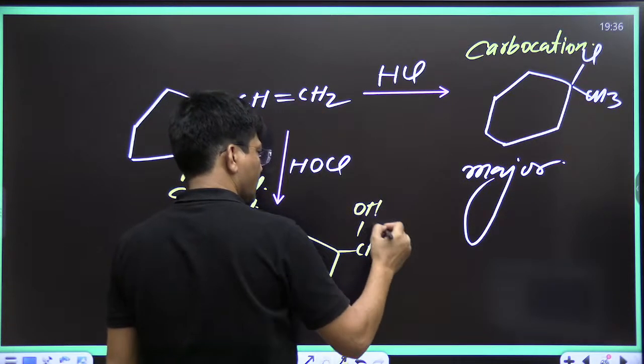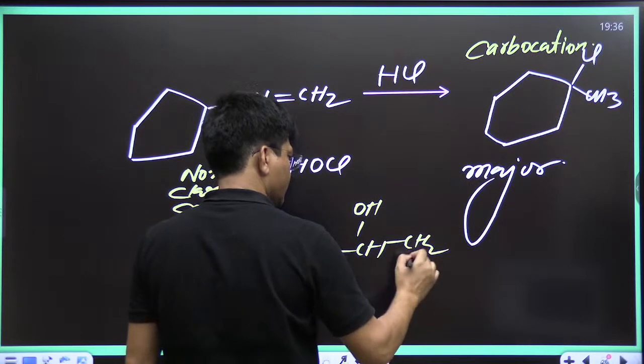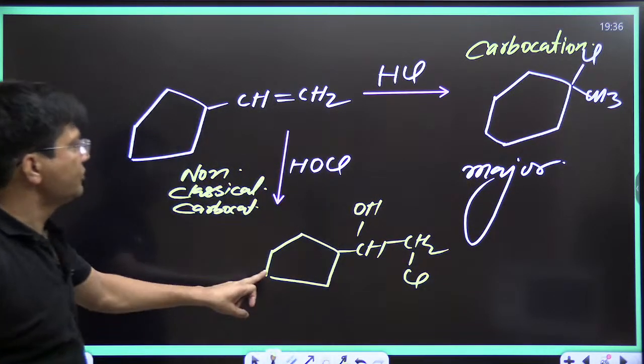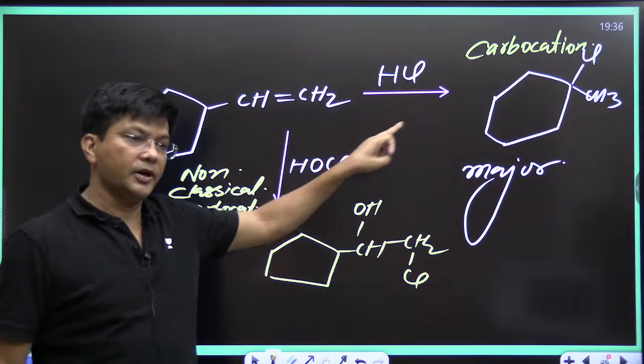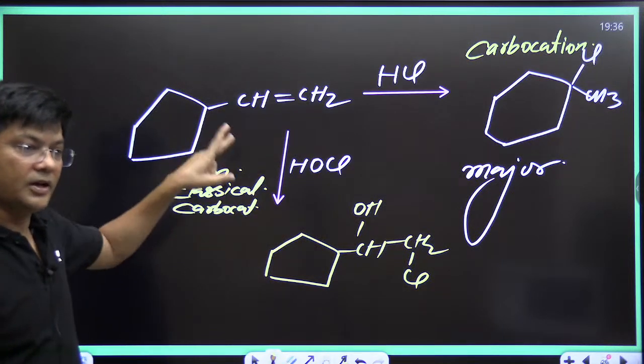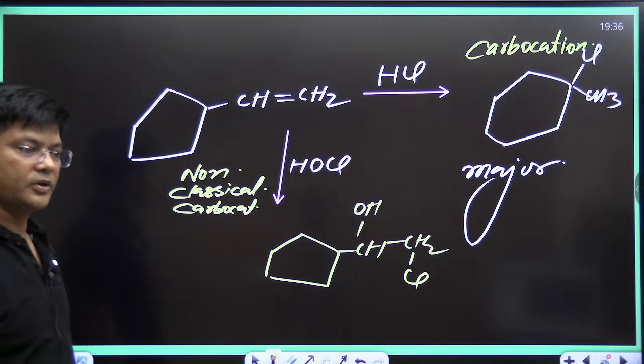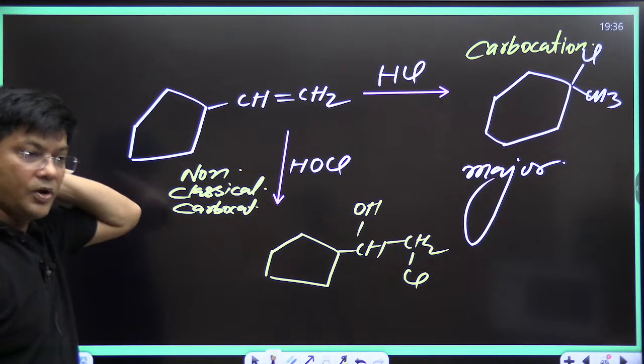OH, CH2Cl. Everyone got it? This is a 5-membered ring, that is a 6-membered ring. Can you see? Everyone, are you able to understand? Do let me know that yes, sir, we got it.